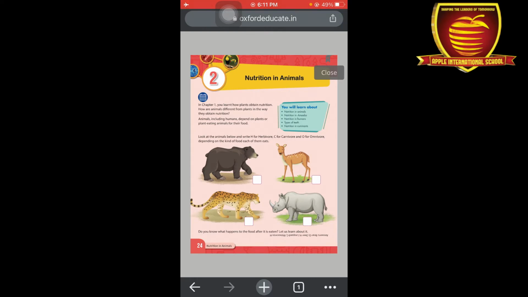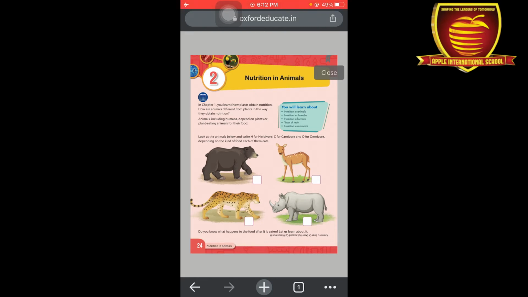Second is carnivores. Carnivores are the animals who eat only flesh and meat. The last one is omnivores. Omnivores are the animals or organisms which eat both plants and flesh. According to their eating behavior, the internal system for digestion is somewhat different for all of them.